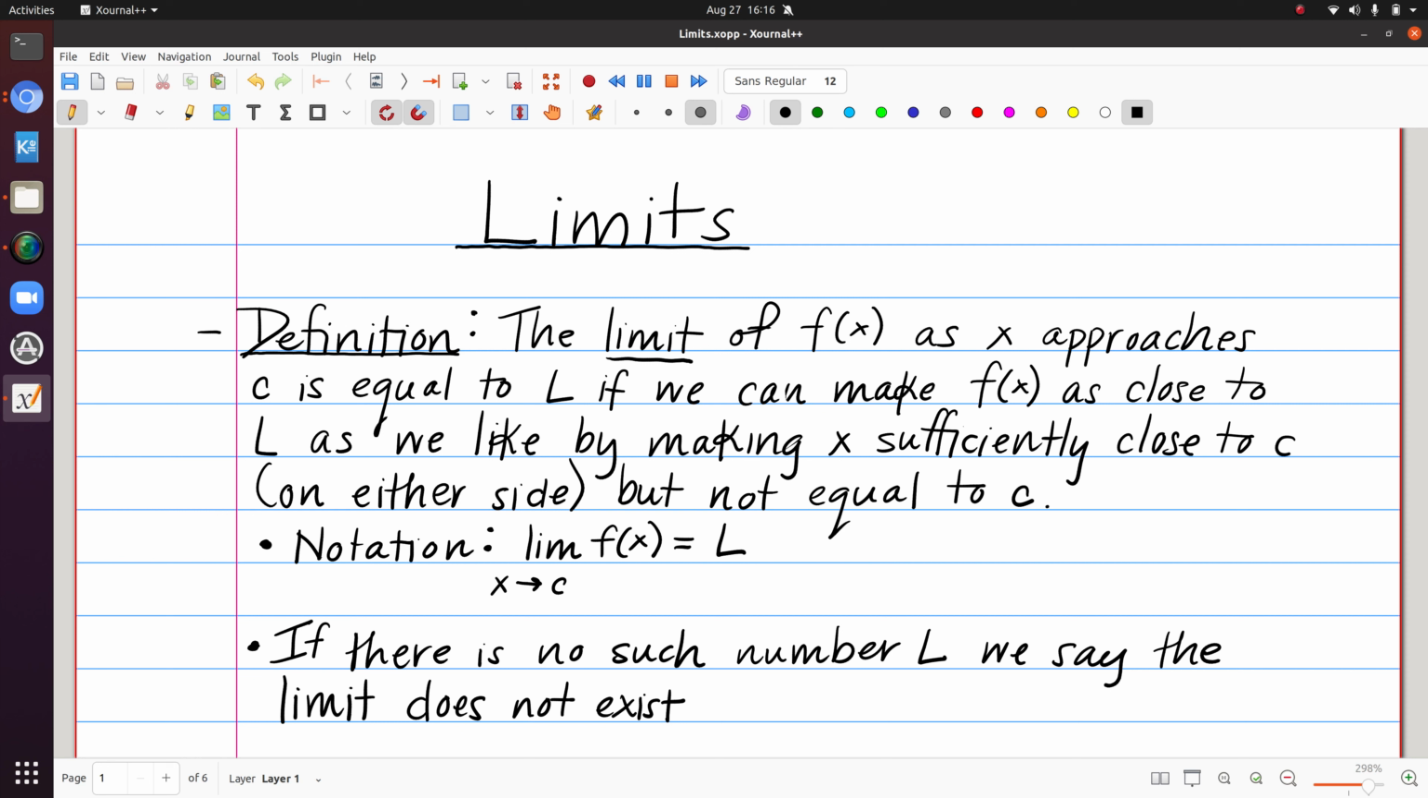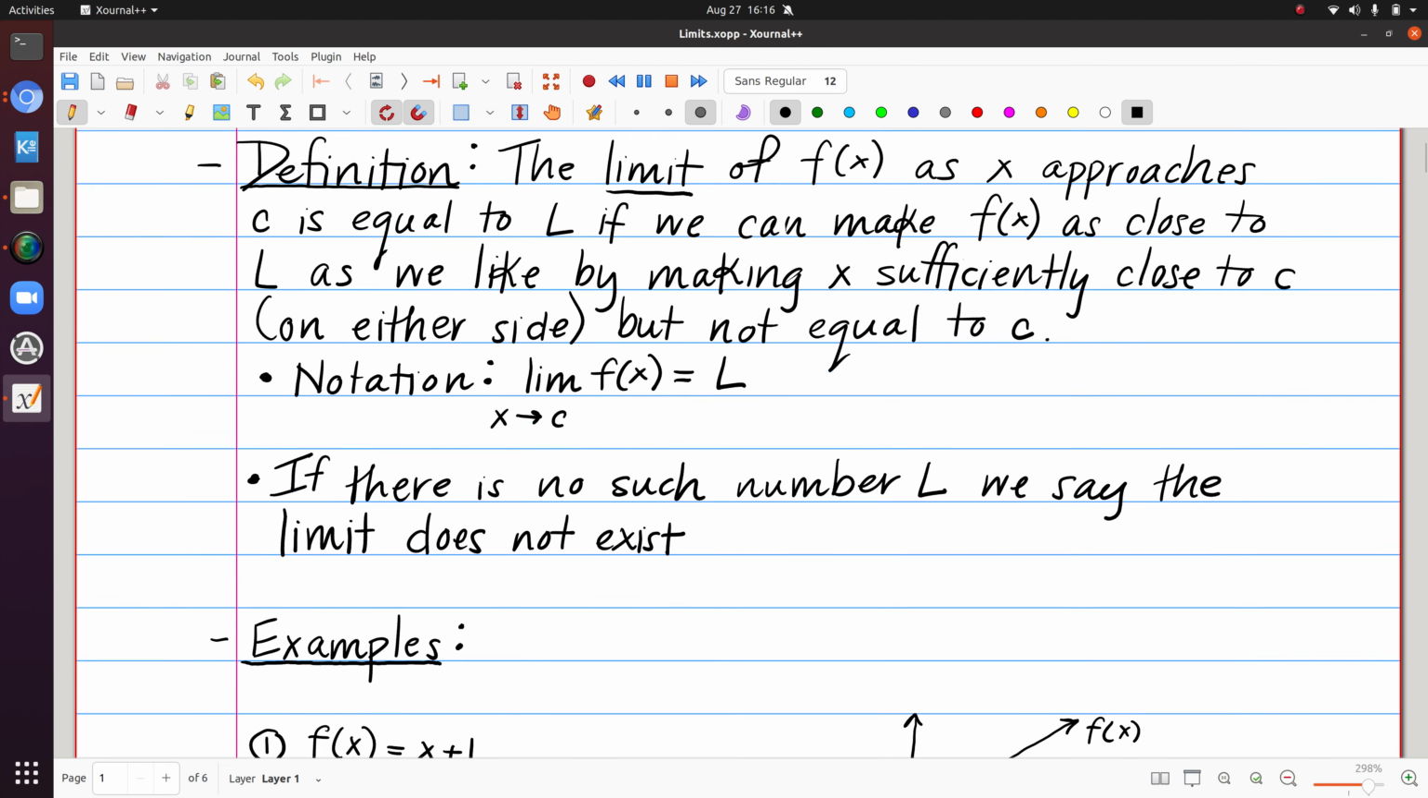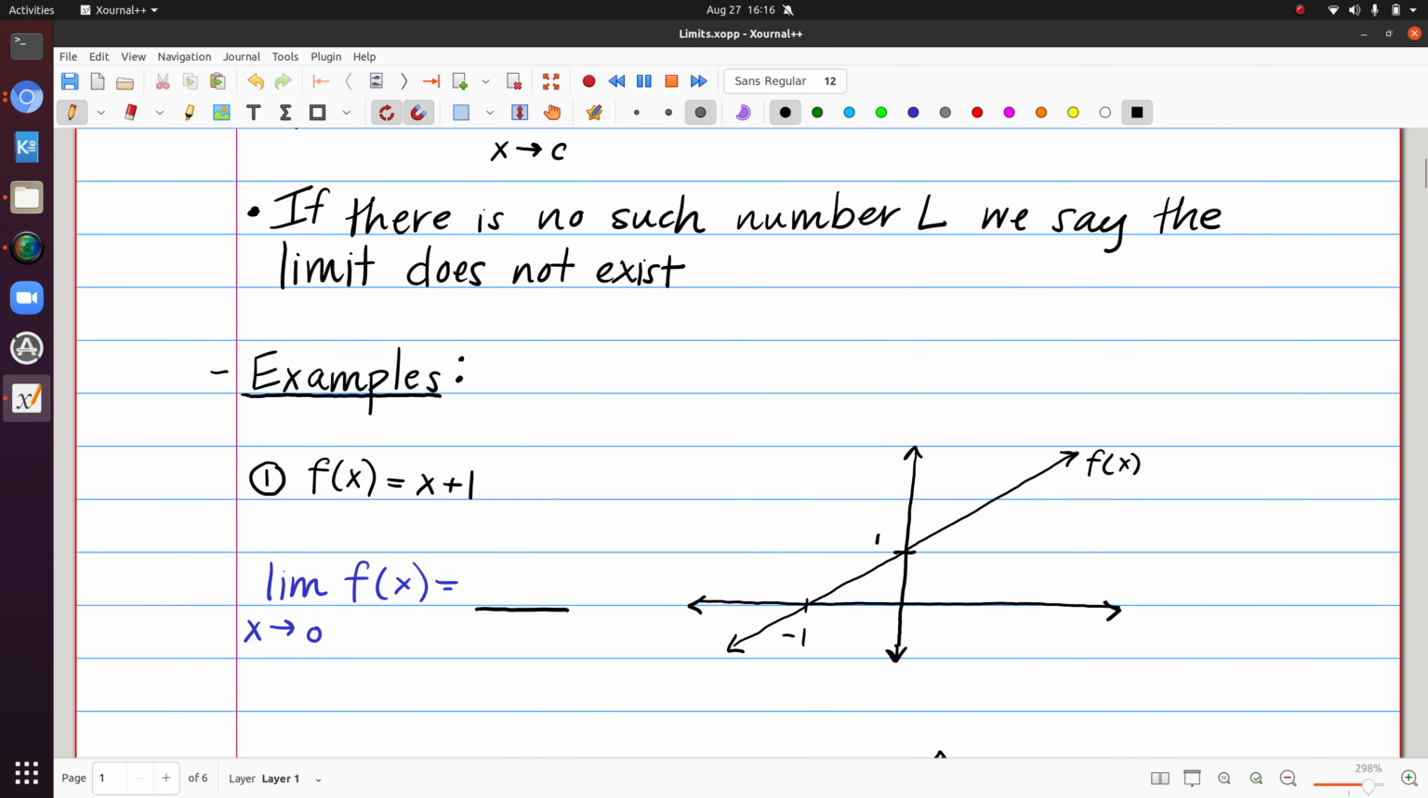The notation that we're going to use is LIM for limit. Underneath that, we're going to indicate what value the input is approaching, and what we're taking the limit of is f of x, and then L we're saying is the value of that limit. And we're going to see some examples where we say that the limit does not exist if we can't find such a value L. So to start off with, I have a few functions here.